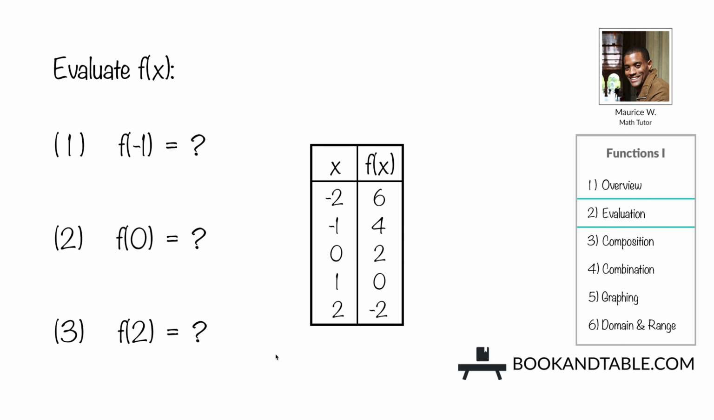Let's walk through an example together. Let's say you're asked to evaluate f of x, and you are given these ordered pairs in this table here. We'll walk through a few questions in this example. So question number 1, what is f of negative 1 equal to? Question number 2, what is f of 0 equal to? And question number 3, what is f of 2 equal to? So all of these questions are based on this table.